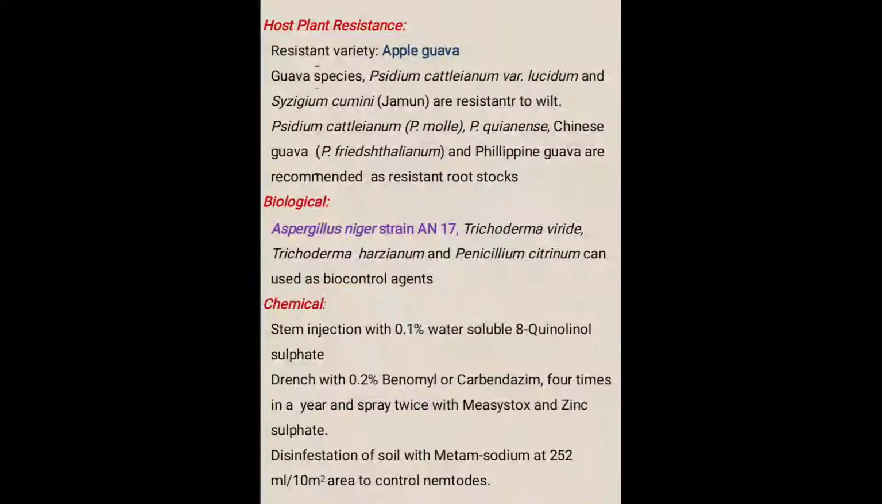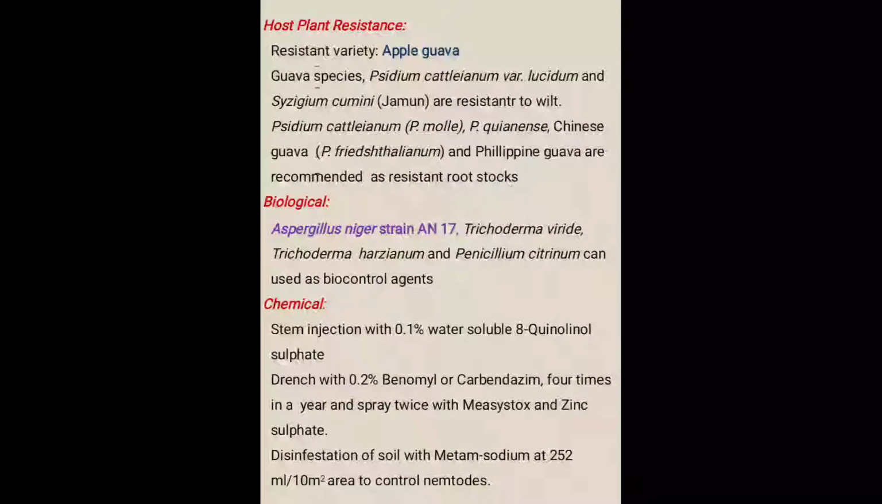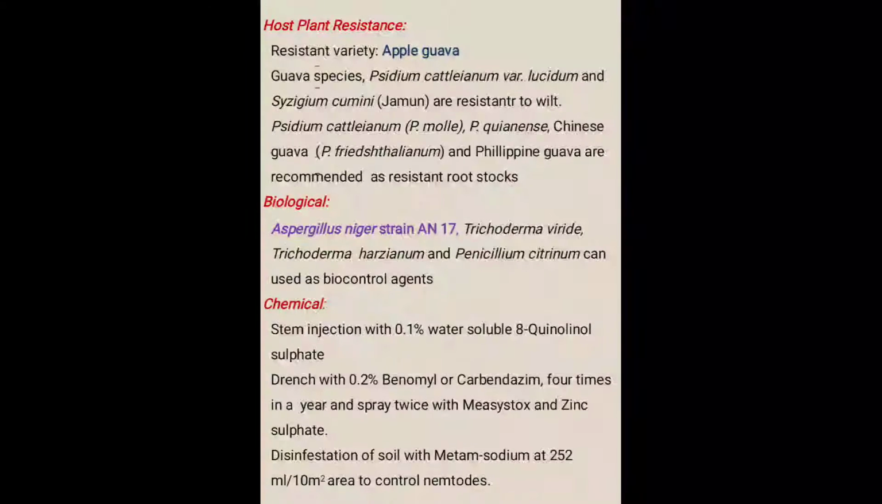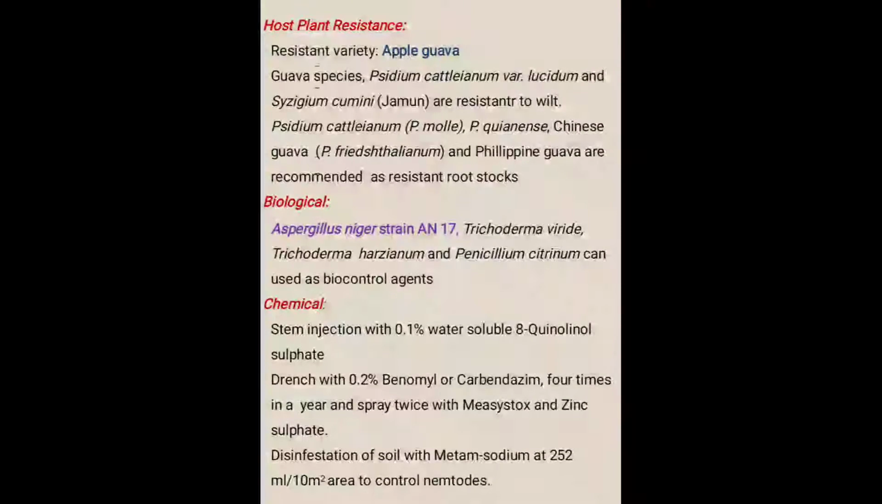The chemical control: stem injection with 0.1% water soluble 8-hydroxyquinoline sulfate, or drench with 0.2% benomyl or carbendazim, etc. We can use this kind of chemical control for the management of wilt disease.